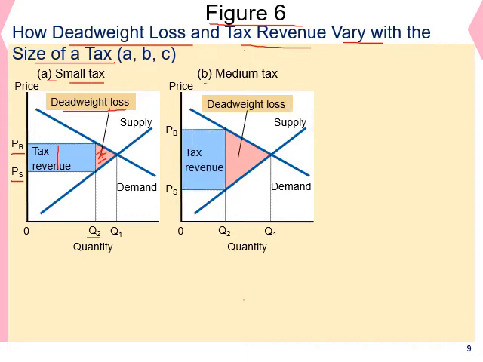In panel B, we have a medium tax. A medium tax will lead to a medium deadweight loss, with a little bit bigger tax. You can see the loss is a little bit bigger than the first case, and the tax revenue also is bigger than the first case.